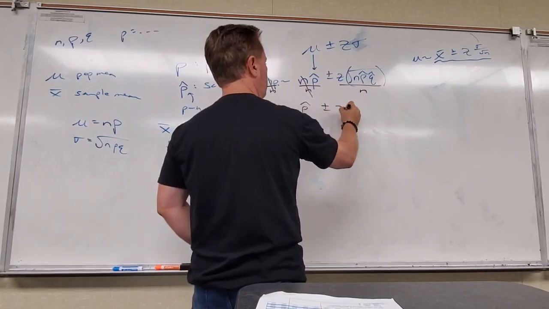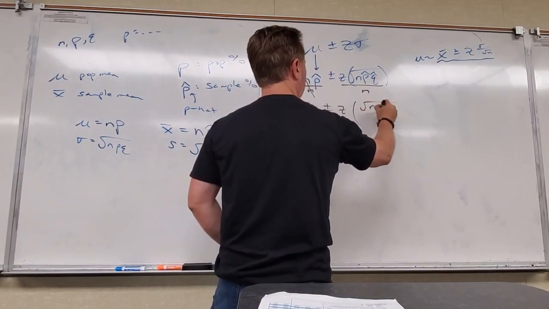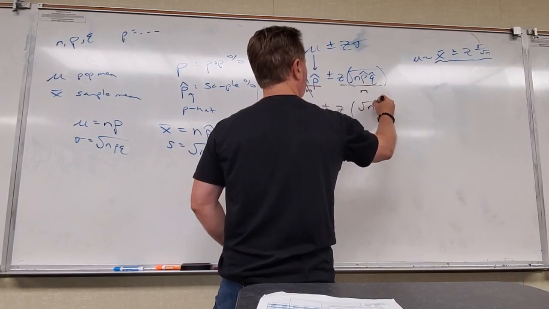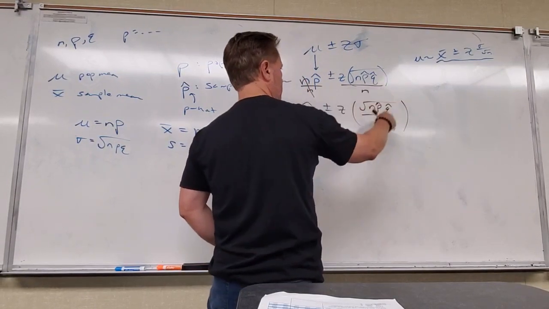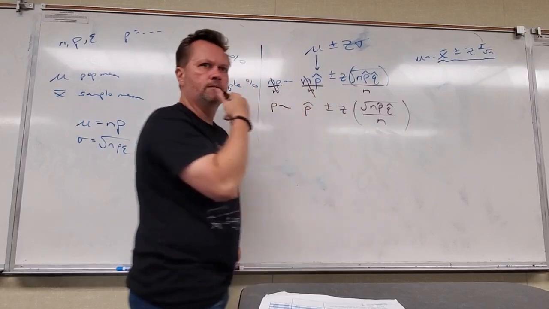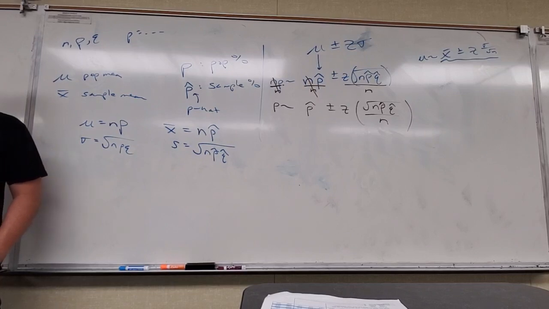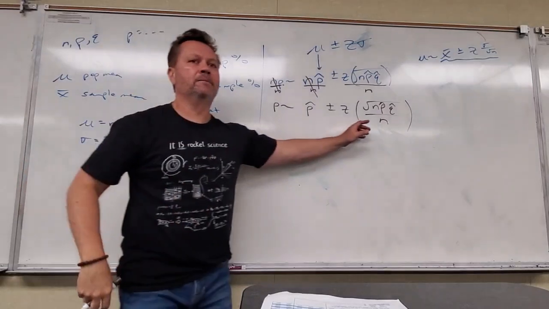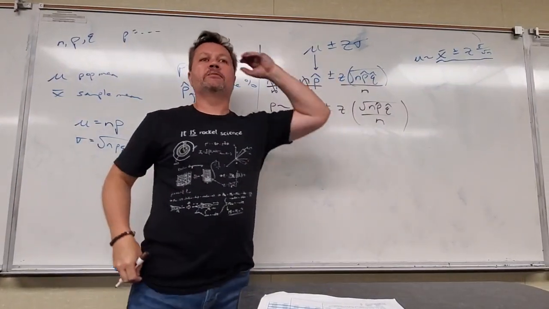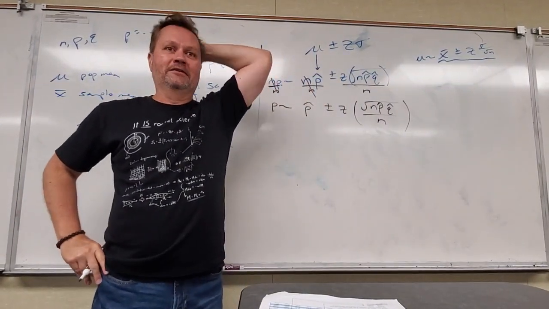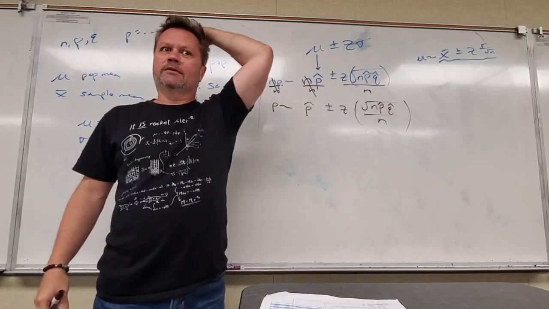Now believe it or not, there's something we can do mathematically to this. Can I just cancel the n's? Why can't I just cancel the n's? How many n's are up top? I love this question. How many n's are on the bottom? 1. How many n's are up top? Square root. Half. There's half of an n up top.